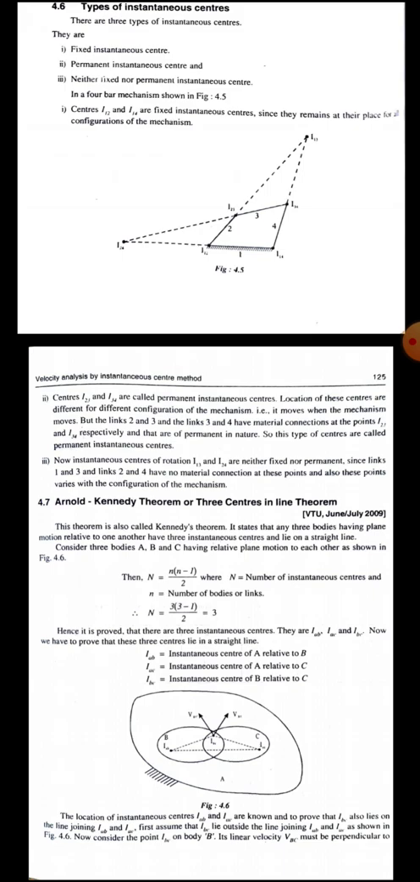The centers I13 and I24 are neither fixed nor permanent, since the links 1, 3 and 2, 4 have no material connection at these points. So these are known as neither fixed nor permanent instantaneous centers.